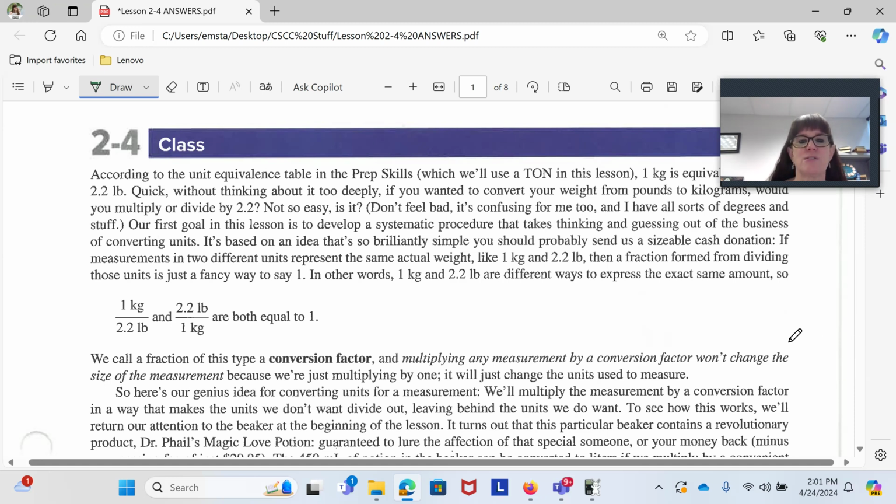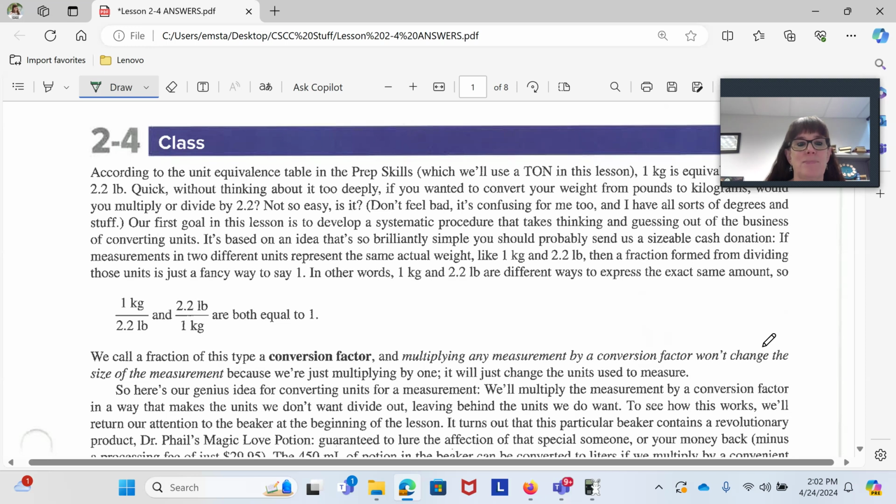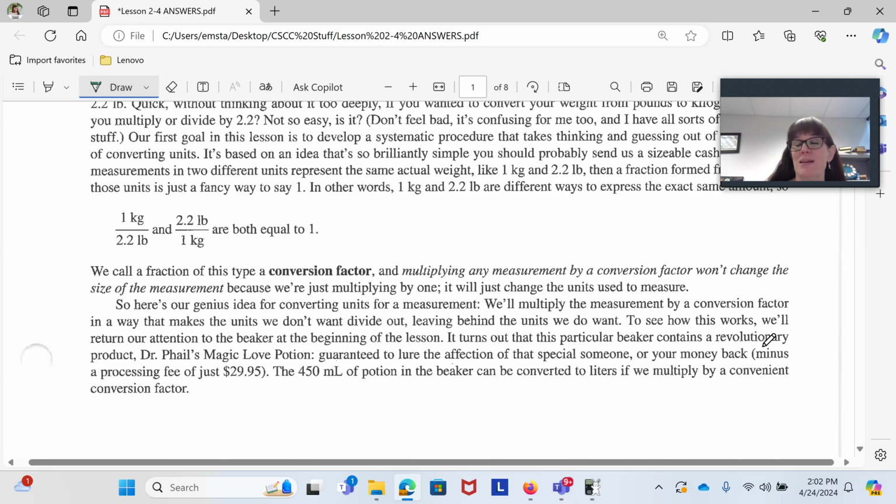We call those fractions conversion factors. They mean the same thing. So 1 kilogram over 2.2 pounds is the same fraction as 2.2 pounds over 1 kilogram. They're just written in different ways. And it's essentially 1. And because it's 1, it doesn't actually change the number that we're working with.